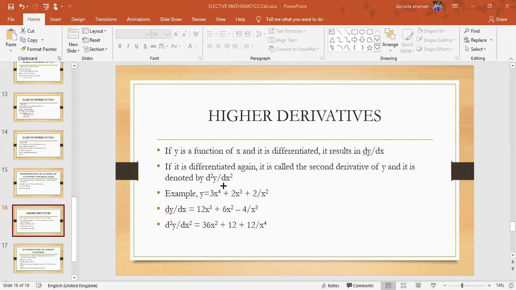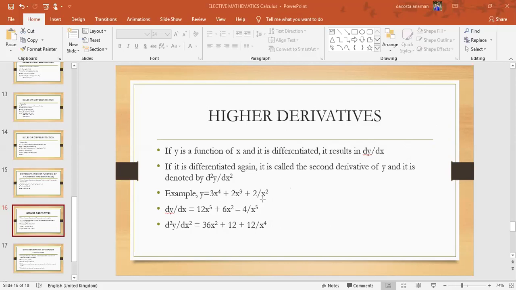So let's pick an example. You have y is equal to 3x raised to the power 4 plus 2x raised to the power 3 plus 2 over x squared. Now, remember indices here. Differentiating this one once will give you 12x cubed, which is 4 by 3 is 12, 4 minus 1 is 3. So 12x cubed plus 6x squared. 3 by 2 is 6, 3 minus 1 is 2.